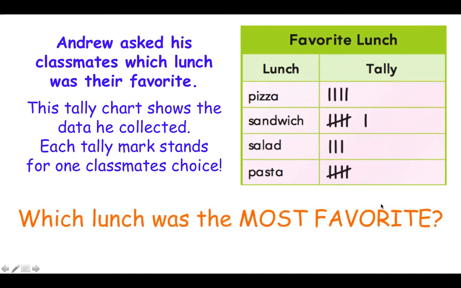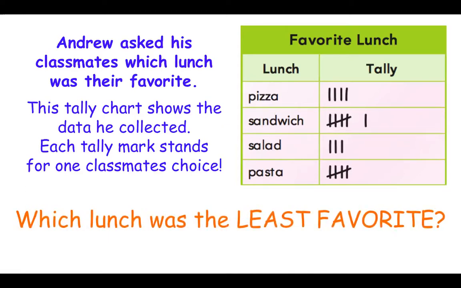Which lunch was the most favorite? So now I go back and I look at my tally chart and I look to see which choice has the most tally marks because it's asking about the most favorite. So if I look, it looks like sandwich has the most tally marks, right? It has 5, 6 tally marks. Pizza has 4, salad has 3, and pasta has 5. So sandwich definitely has the most tally marks, 6. So the answer to which lunch was the most favorite is sandwiches.